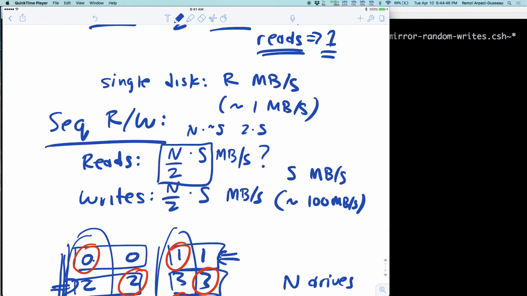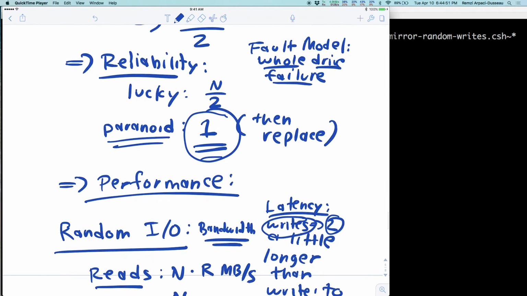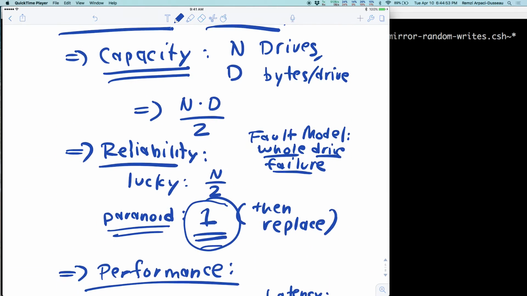Okay, so let's look at mirroring. Actually, it's interesting. Mirroring has terrible capacity, right? You're giving away a lot of the drive capacity. You bought a terabyte of drives, but you only get half a terabyte. Or you bought 10 terabytes, you only get 5 terabytes. You're giving away a ton of capacity.